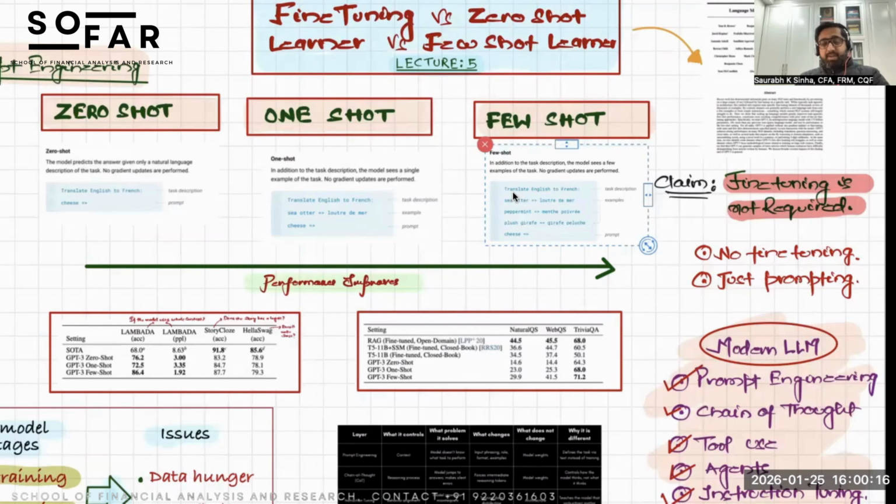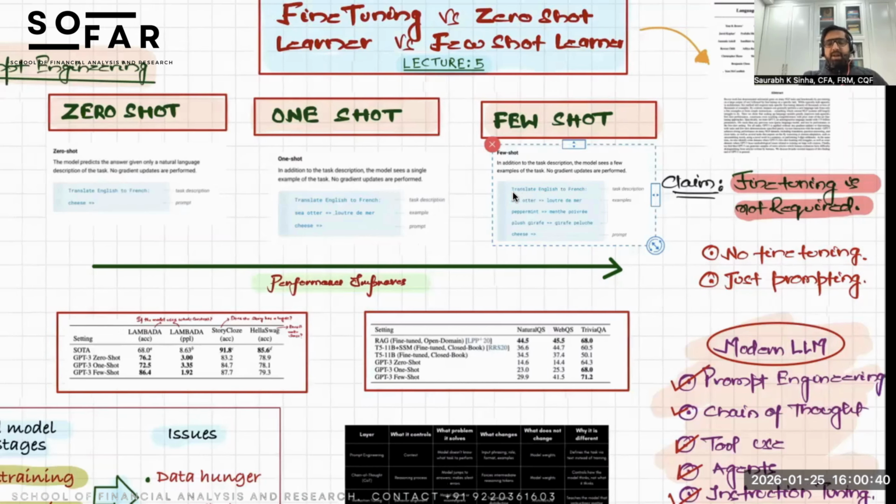Now this is lecture 5 in this series, which is the successor to the previous lecture, which was on pre-training and fine-tuning. In the last lecture, we understood the difference between pre-training and fine-tuning. You also understood whether it is necessary that every model needs to be fine-tuned or not, and whether every model needs to be pre-trained or not.